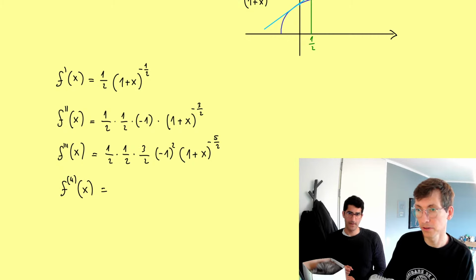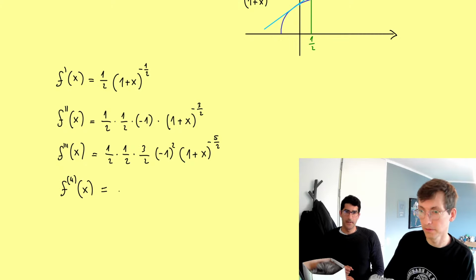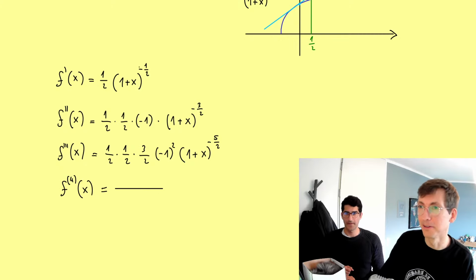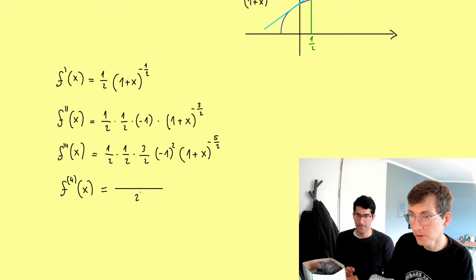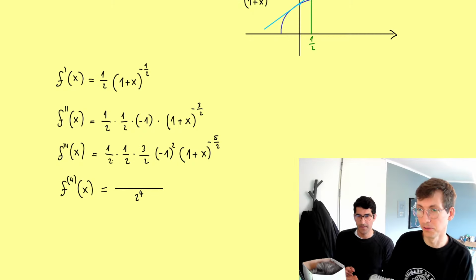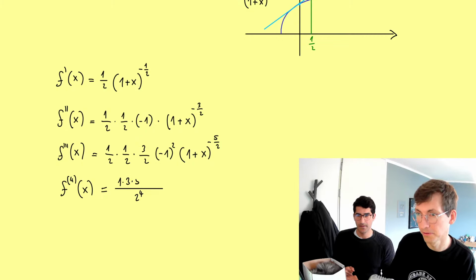So what we can do is to say, and Fabian, you are with me to see if I do it correctly. Yes. We have 2 to the power 4 in the denominator. And now you see that we have 1 times 3 times 5 in the numerator.